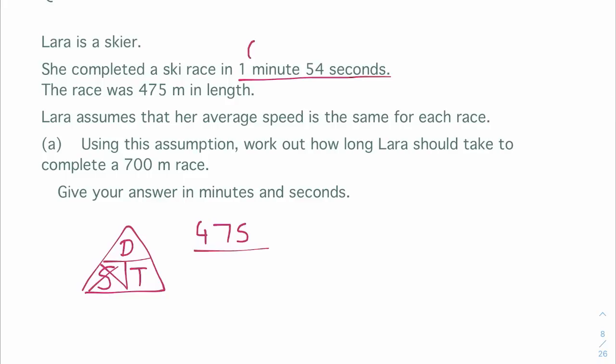So that is 60 seconds in the minute plus 54, which gives us a total of 114 seconds. So if we divide by 114, 475 divided by 114 comes out as, and it's not the nicest of numbers, 4.16 with a recurring 6.